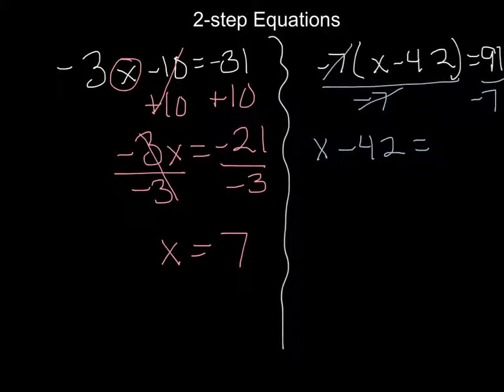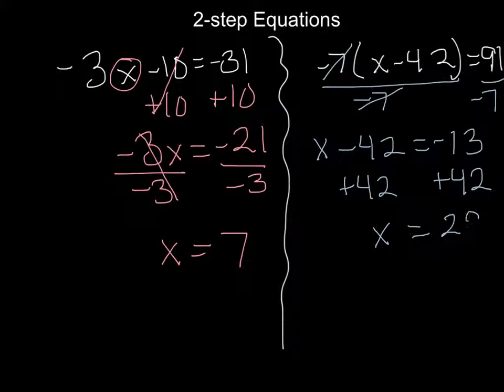91 divided by 7. 7 goes into 9 one time with 2 left over. 7 goes into 21 3 times, and then it will be negative. Then we need the opposite of minus 42, which is plus 42. So x equals 29.